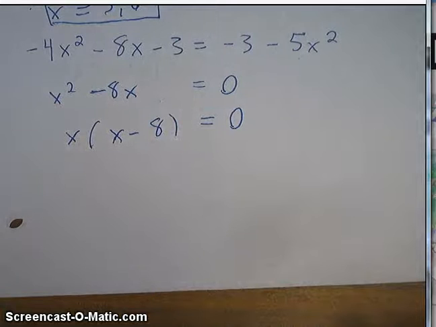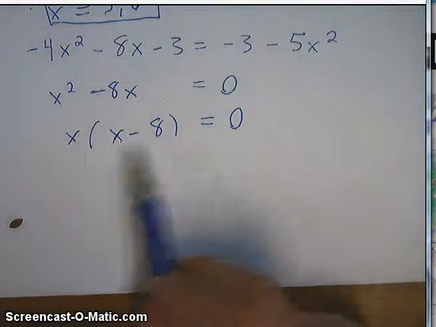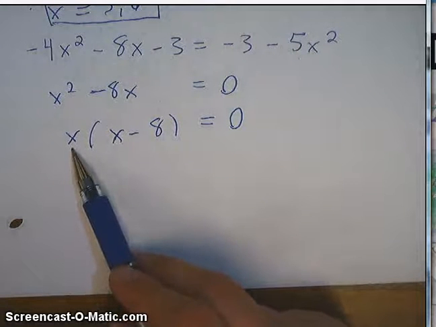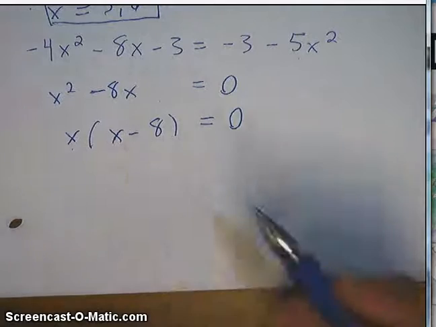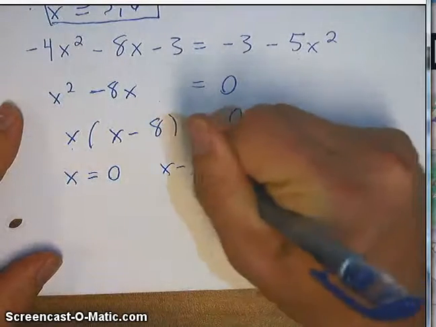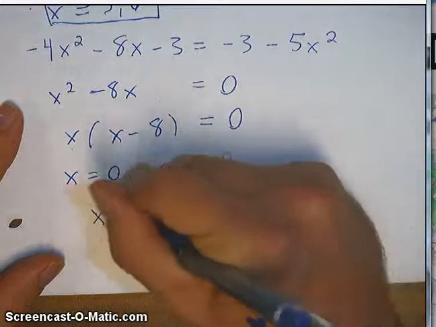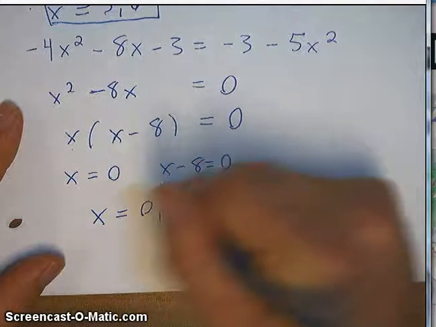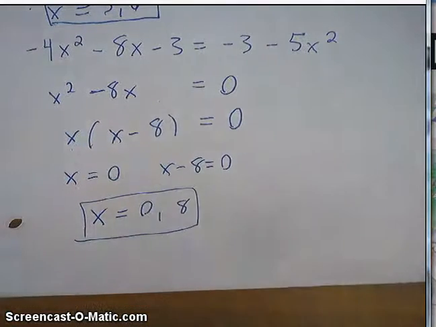And at this point, I've got my two factors. It's just this one is x plus 0. This one's x minus 8. I'm going to set them both equal to 0. So x equals 0, x minus 8 equals 0, meaning that x equals 0 and positive 8. That's the solution there.